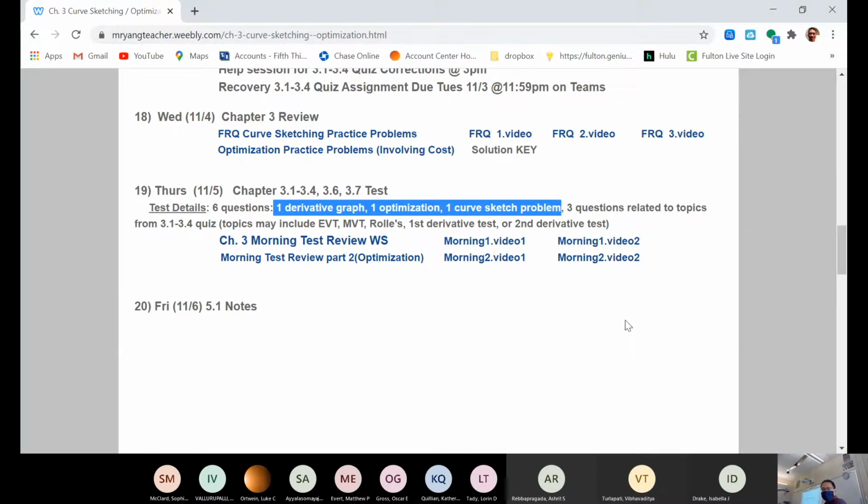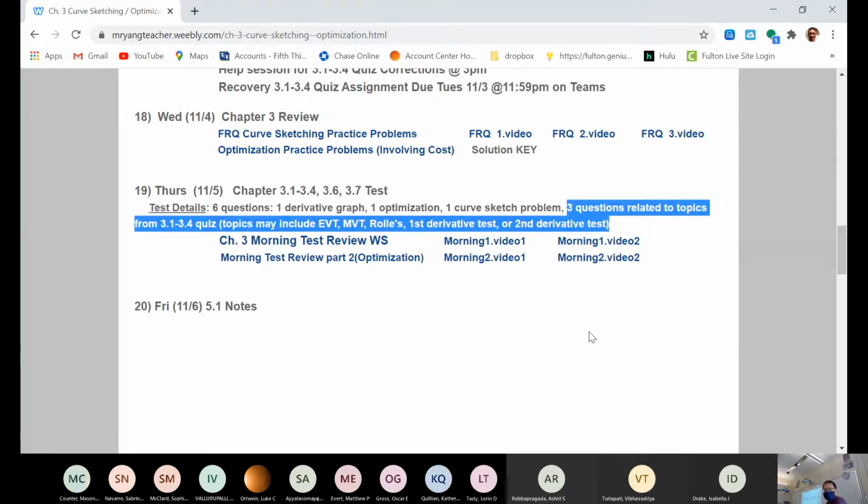There are 3 smaller, shorter questions that will be related to 3.1 through 3.4 quiz topics, such as EVT, mean value theorem, or Rolle's theorem, or it could be a first derivative test problem, or a second derivative test problem. It's open notes, and I encourage you guys to bring your calculator.